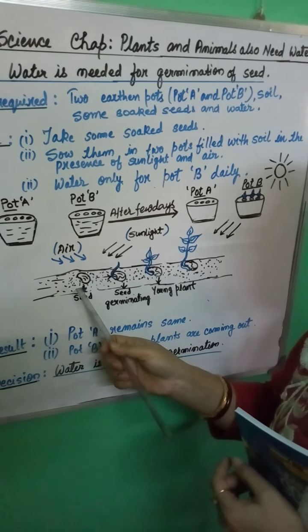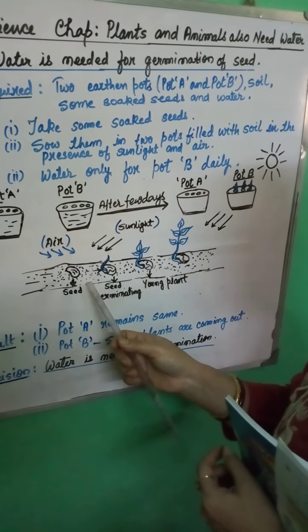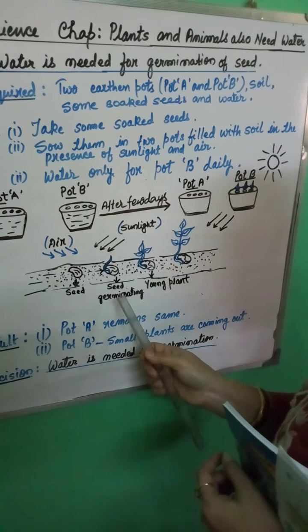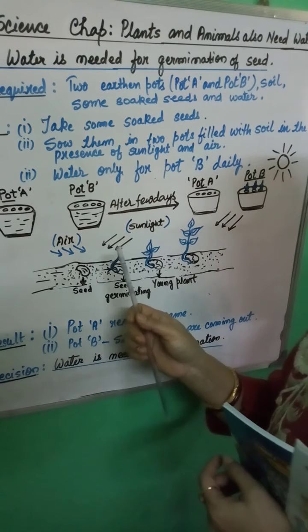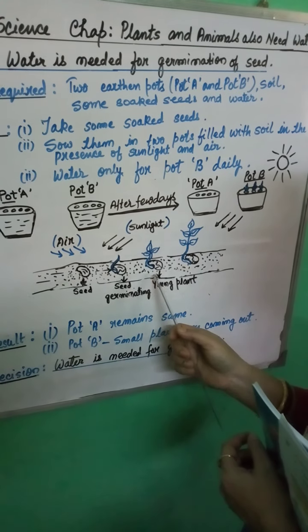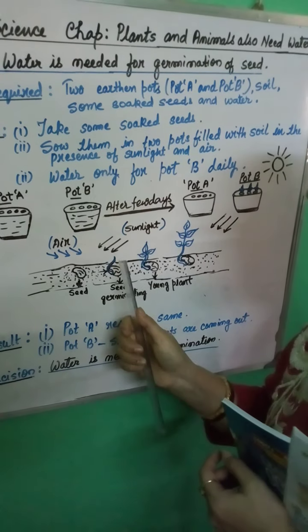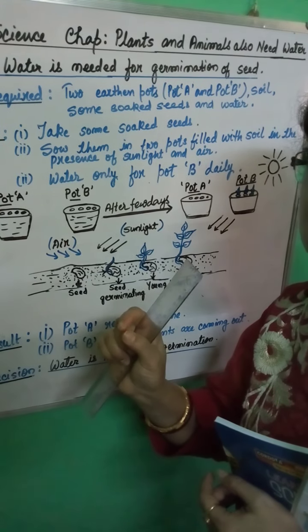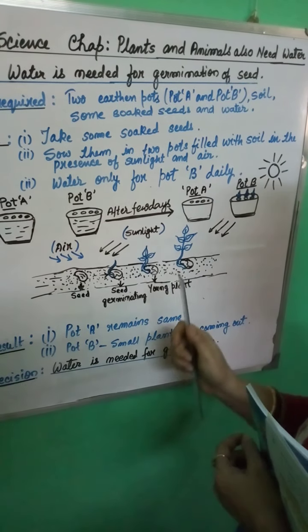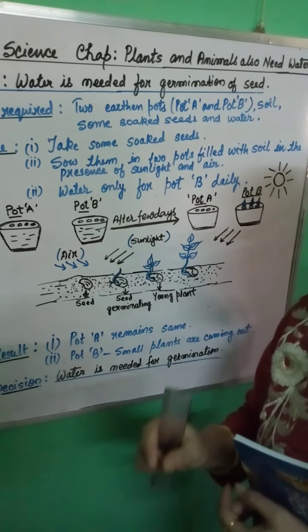So in the first stage it is a seed. Second stage, after a few days, the seed is germinating and having a plumule, and in the third you will find a small plant. The plumule is changed into a small plant, and then it starts becoming bigger and bigger. Okay.